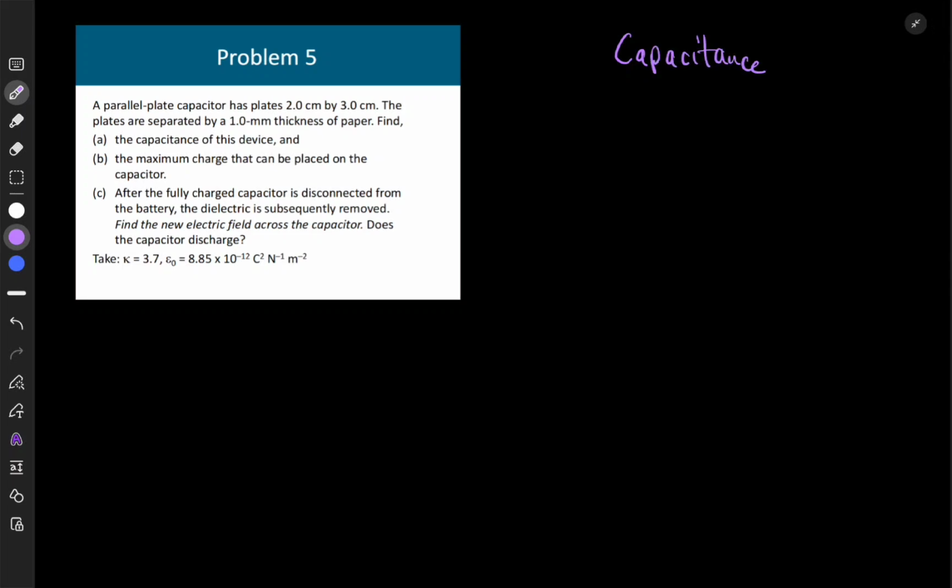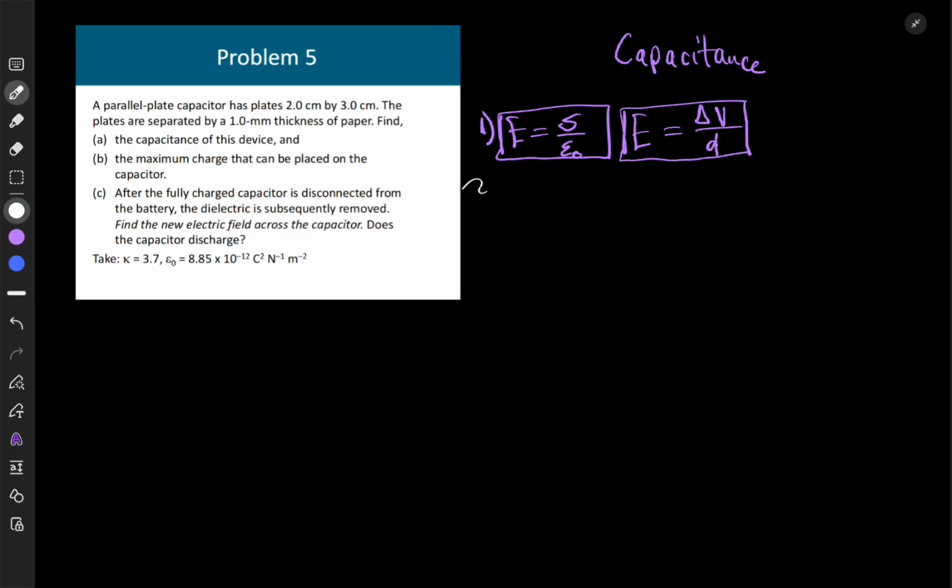Capacitance, we said how many? We have 4. Number 1, it's to do with E. E is sigma over epsilon 0. Then we say that E is equal to delta V over D. I'm remembering this, so you should remember it. I know you can because I can. If I can, then you can. Sigma is Q over A, which is just charge density, so it's charge over area.